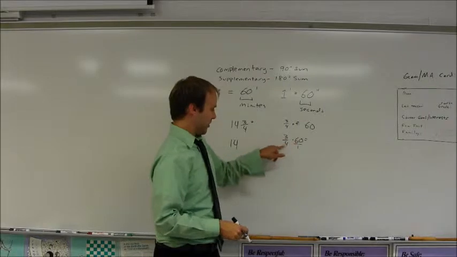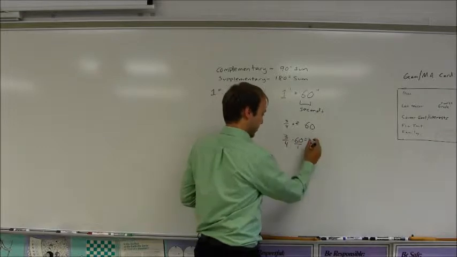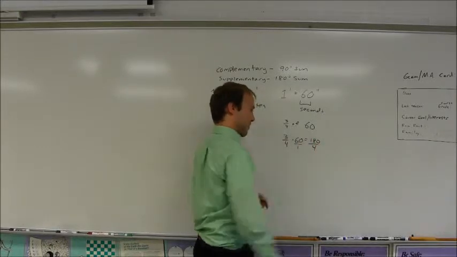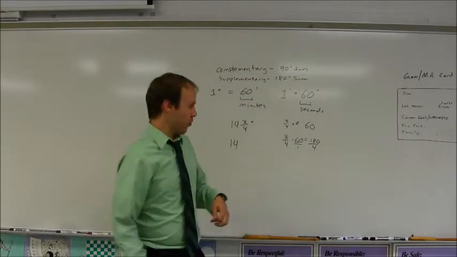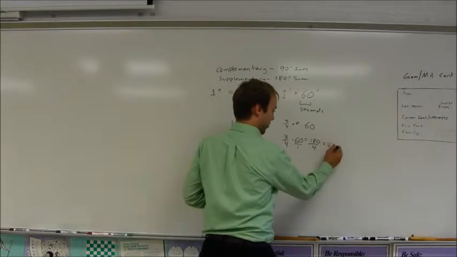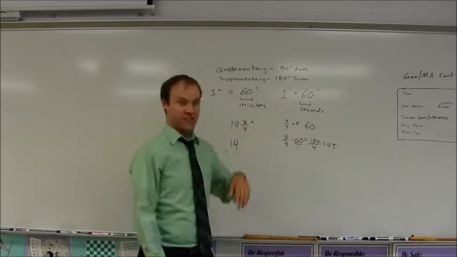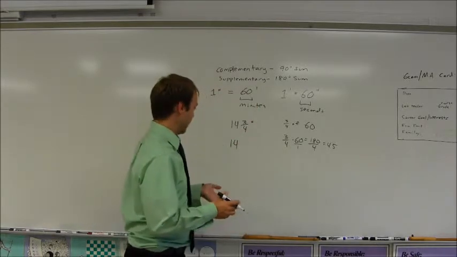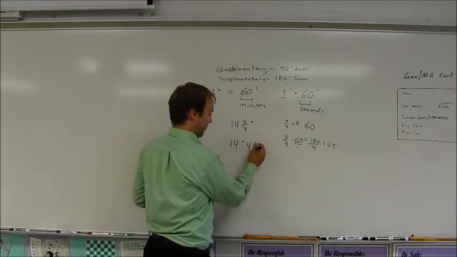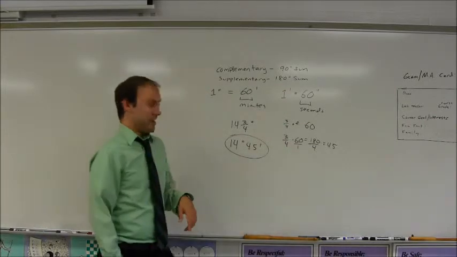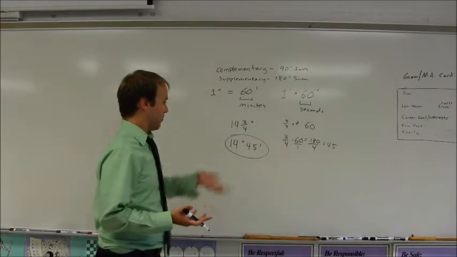You could cross-cancel the 4 in the 60, and you can simplify down a little bit. I'm just going to multiply here. 3 times 60 is 180, divided by 4. 4 goes into 180 45 times. And that's going to be 45. So what that tells you is 3/4 of the 60 minutes that make up that degree would work out to be 45 minutes. So we would say that's 14 degrees and 45 minutes.